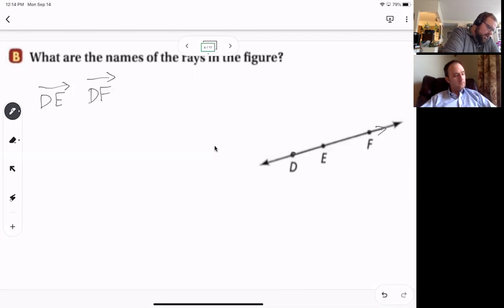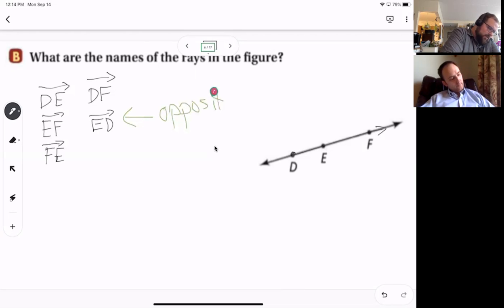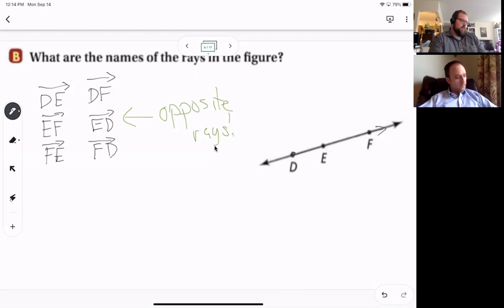So maybe I'll start from E next. I can go from E to F, and I can go backwards from E and go to D when I go from right to left. And then finally, I'm going to start from F, and I can go from F to E, and I can go from F to D. And I like what Mr. Butterworth is writing there. Those are opposite rays. Because those are indeed two rays that have the same endpoint and together form a line.